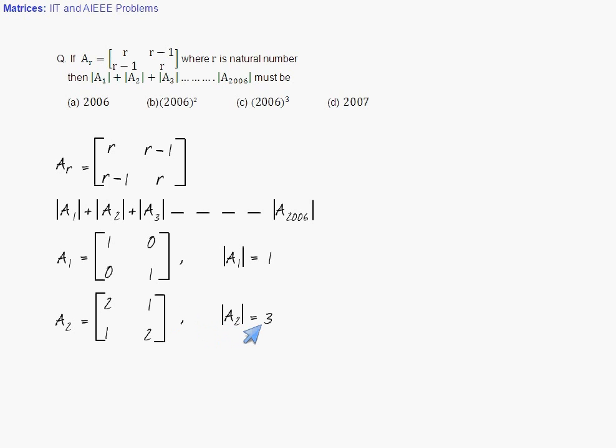Now let me calculate matrix A3. A3 will become 3, 2, 2, 3. So determinant A3 will be equal to 5. So what I can see is I am getting a series 1 plus 3 plus 5, determinant A1 plus determinant A2 plus determinant A3, and so on.